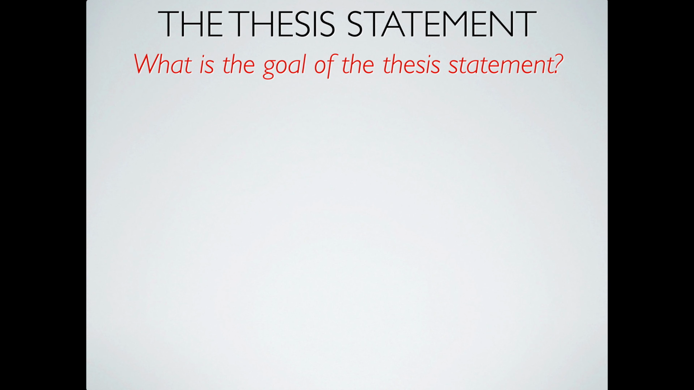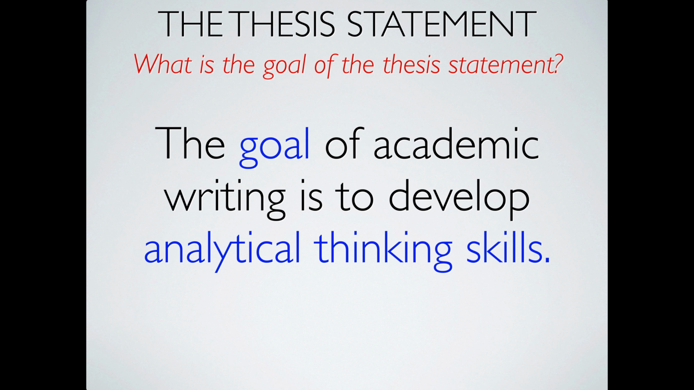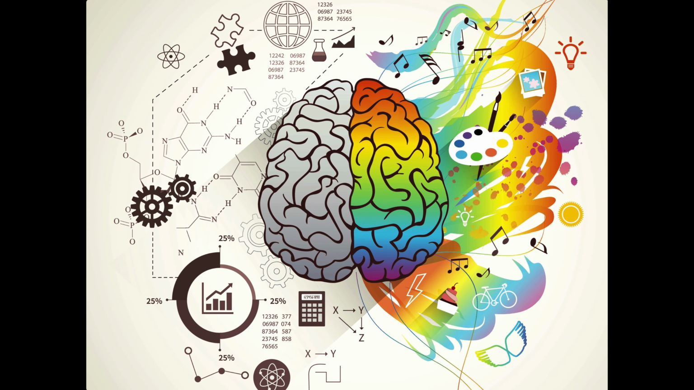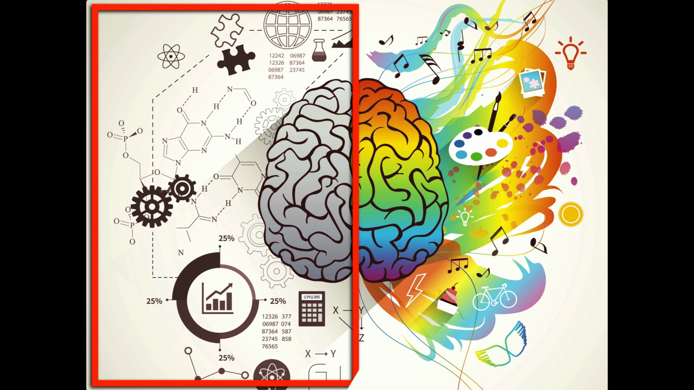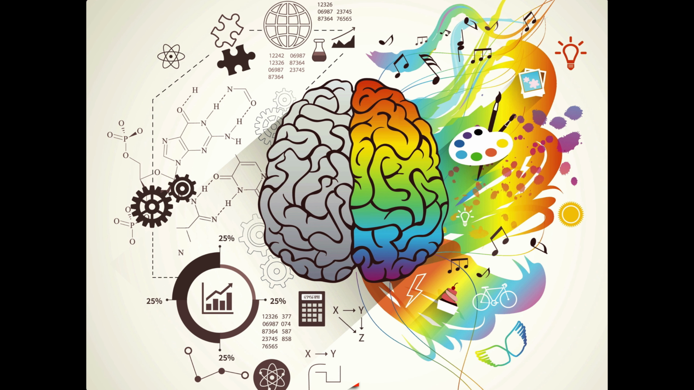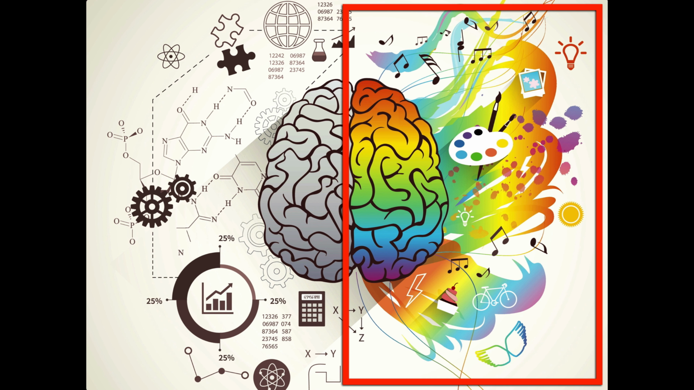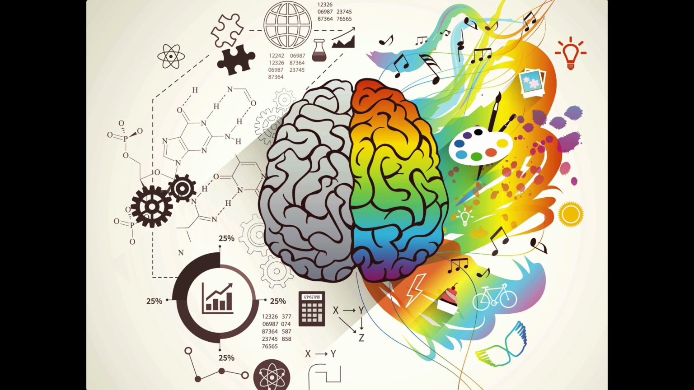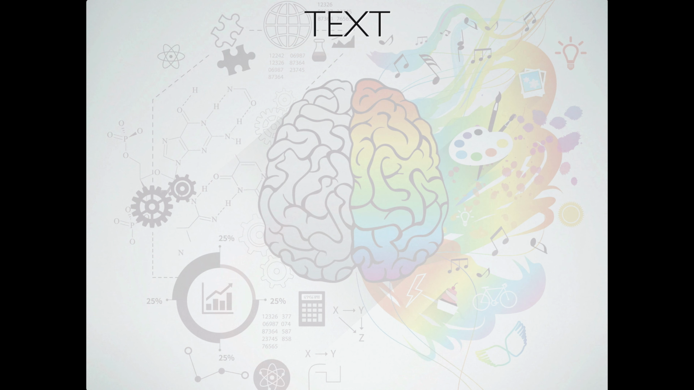The goal of academic writing is to develop your analytical thinking skills. Analytical thinking refers to the synthesis of left brain activity, that is, logic, and right brain activity, that is, creativity, to reveal the profound meanings that a text communicates to the reader.